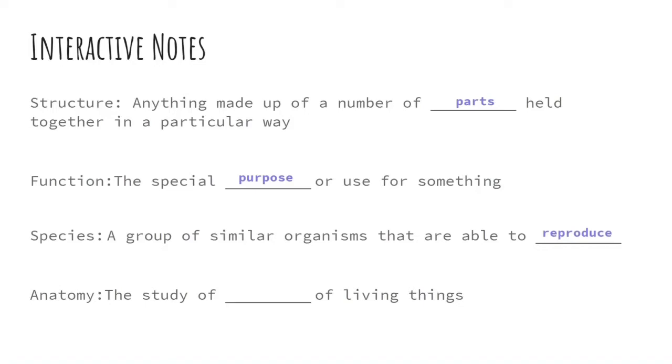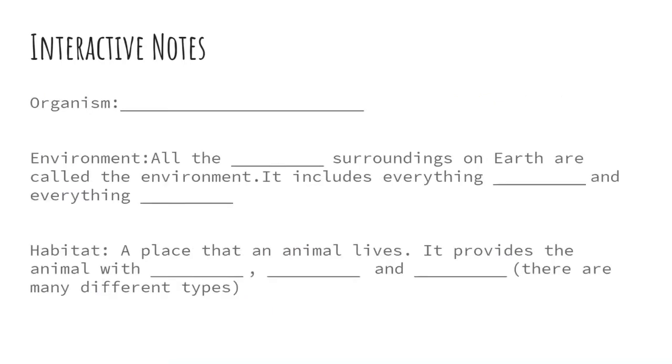Our fourth term on your worksheet is anatomy. Anatomy is the study of structure of living things. I'll give you some time to put those words in your blanks. Okay, as we move on, number 5 is an organism. An organism is any living thing.